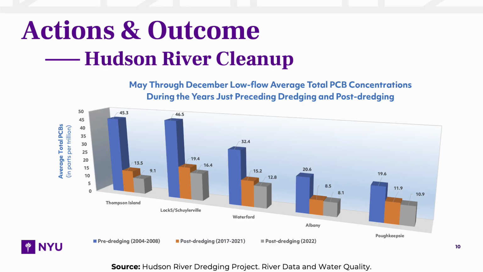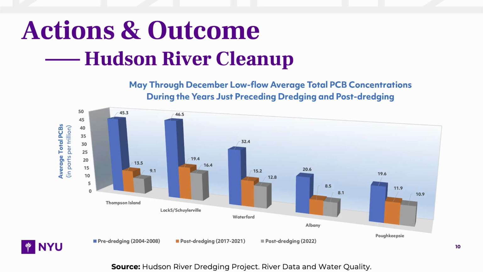Besides regulation, the U.S. has also cleaned up existing pollution. A key example is the Hudson River cleanup. From 2009 to 2015, over 2.75 million cubic yards of contaminated sediments were removed. This chart shows water PCB levels before and after dredging at 5 locations. As you can see, the concentration dropped significantly.